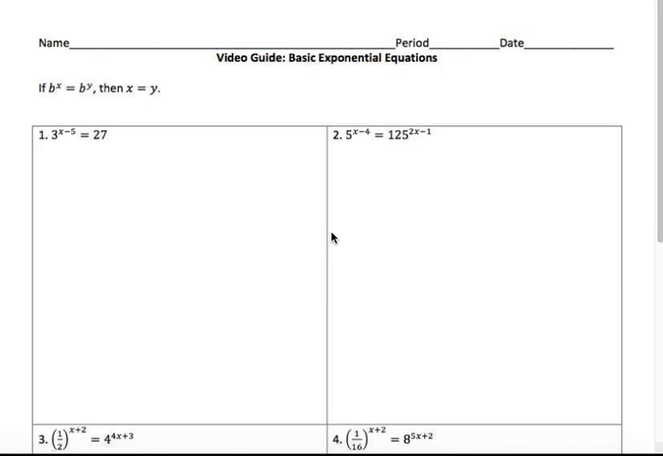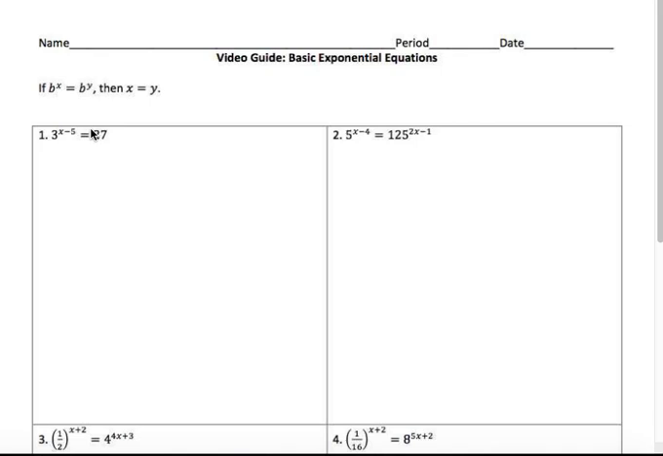We're going to talk about exponential equations. So an exponential equation, first of all, would be any equation where the variable is in the exponent. If you look at this first example here, we're not solving for 3 times x. This is 3 to the power of x minus 5 equals 27.